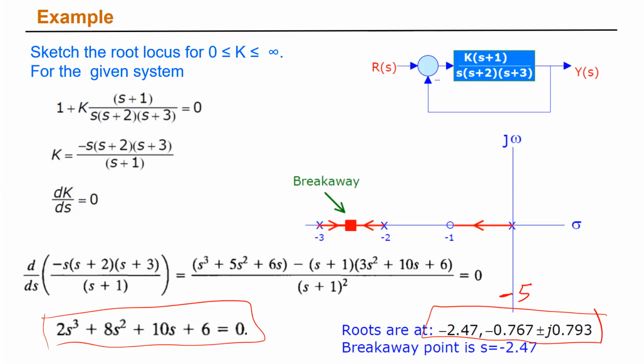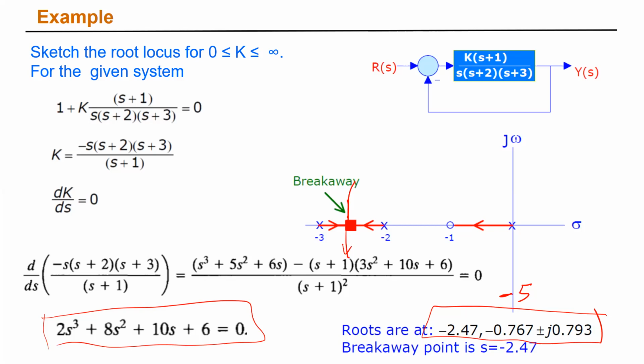At s equal to -2.47, what will happen? The locus starts, and this is going to be the critically damped point. Beyond that point, you have complex poles, which means that the system becomes underdamped.